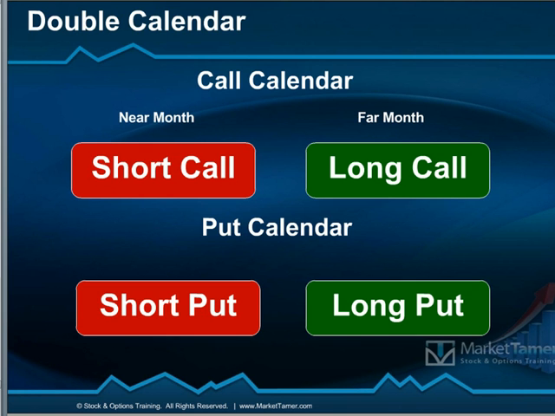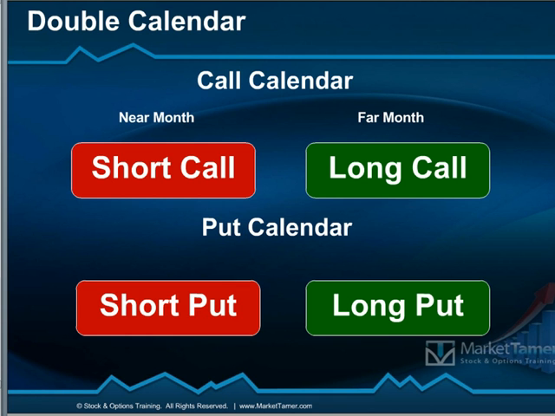A double calendar is a combination of 2 calendars, both a call calendar and a put calendar. That's generally the way I do it, but you could go all puts and all calls if you want to. But in a classical sense, you're looking at a call calendar above the market, and then a put calendar below the market. You sell a short call in the front month, and then you buy a long call in the far month. That month is typically the next month.